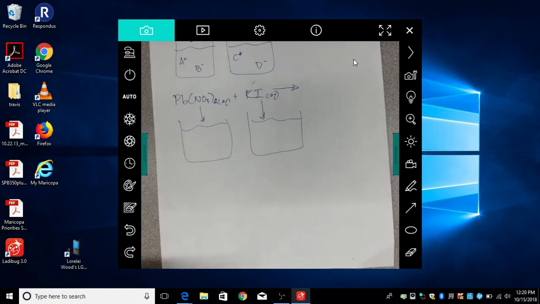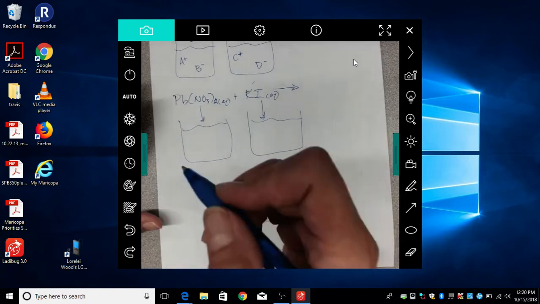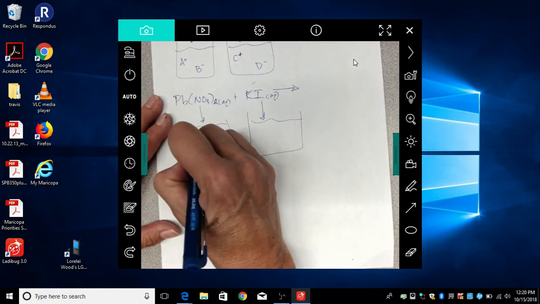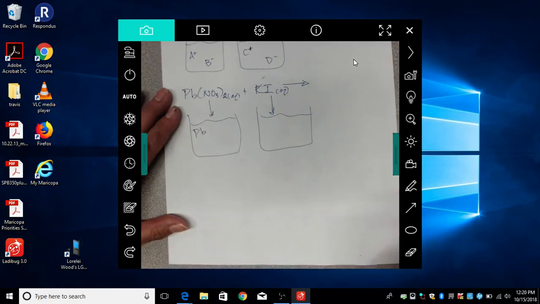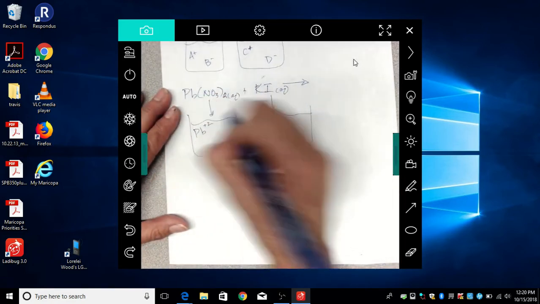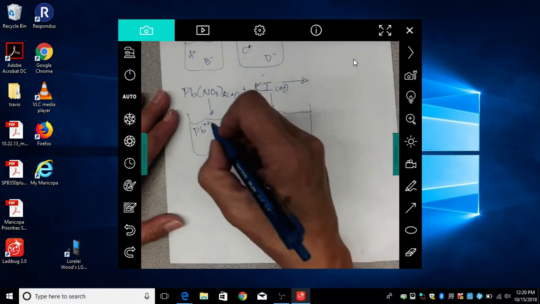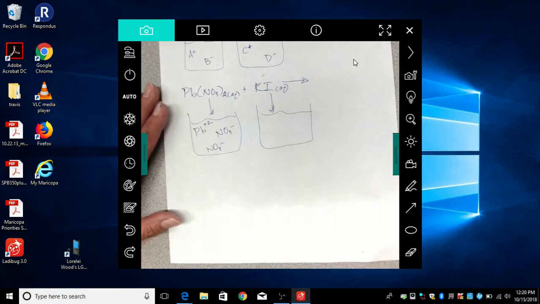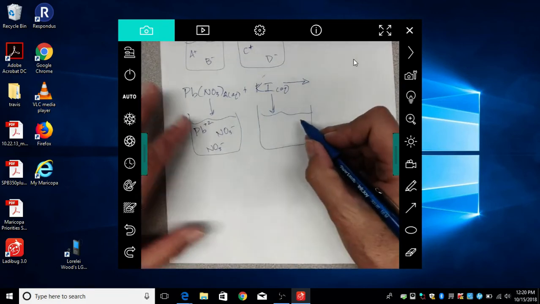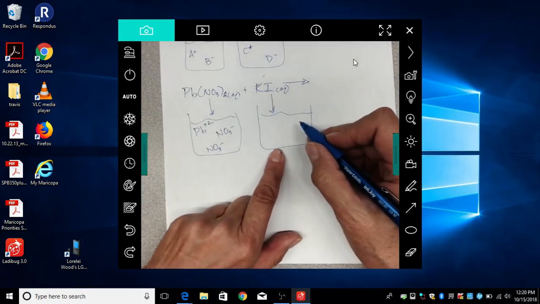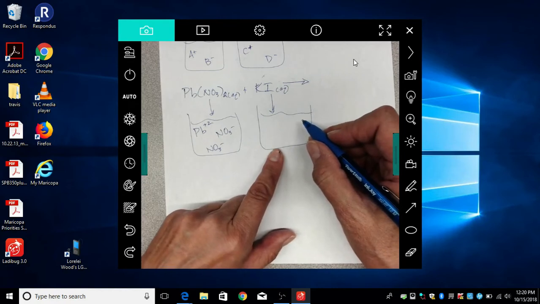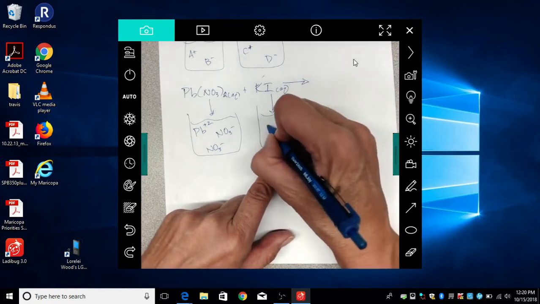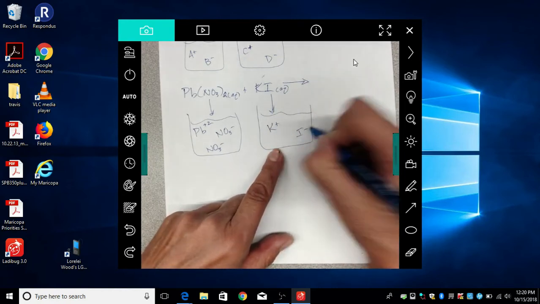When I put this chunk in water, what are the ions it's going to break up into? Lead. What's the charge on the lead ion going to be? +2. What else is going to be in there? Nitrate polyatomic ions in a ratio of 2 to 1, right? I put in my potassium iodide. What are the resulting ions from potassium iodide aqueous solution? Potassium and iodine ions are going to come into contact.